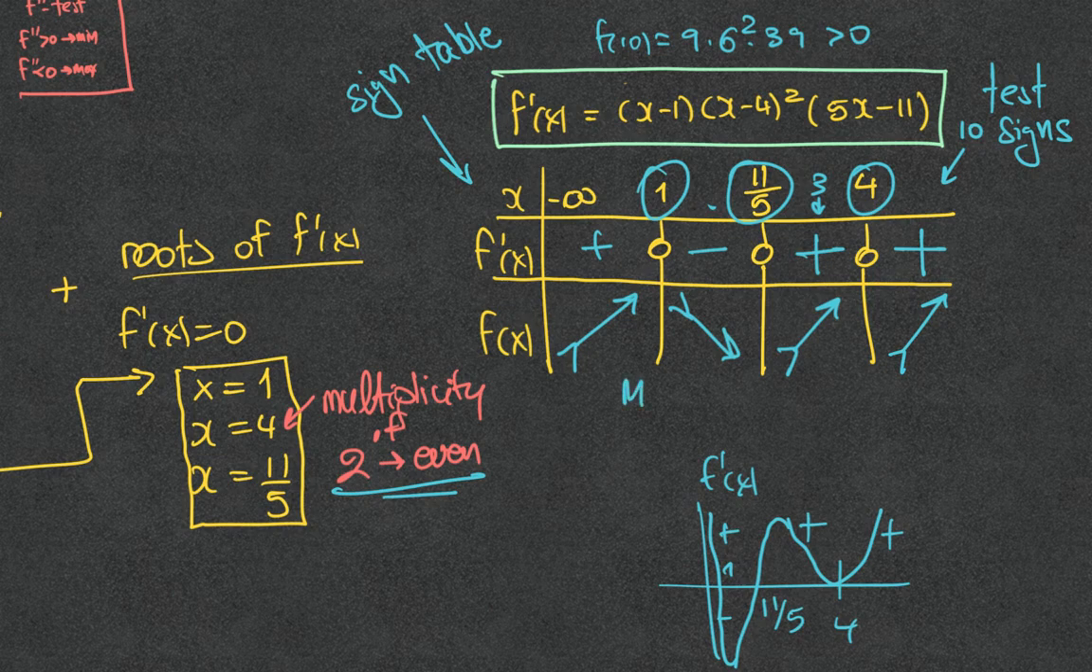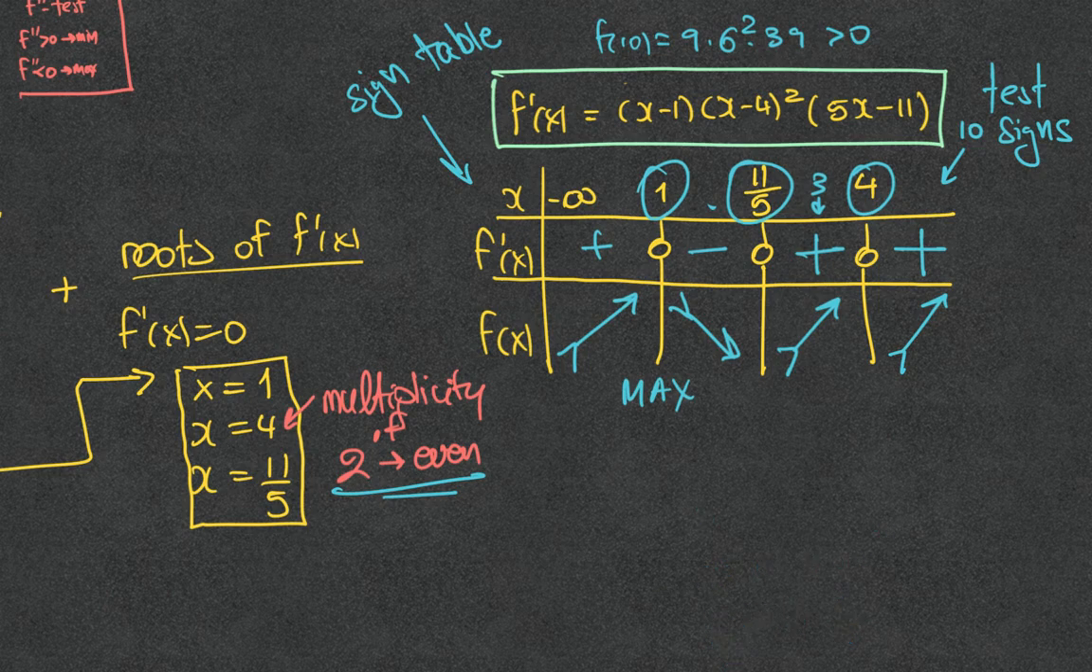So I have a maximum point here, and the coordinates of the maximum point are going to be, let me just make some space here by deleting that part because we don't need it anymore. So the maximum point is going to be 1 comma f of 1, and you can plug in the value of 1 in the original function and find what's the maximum value.